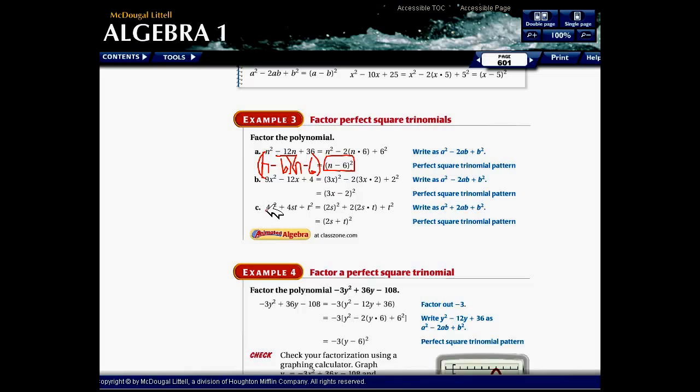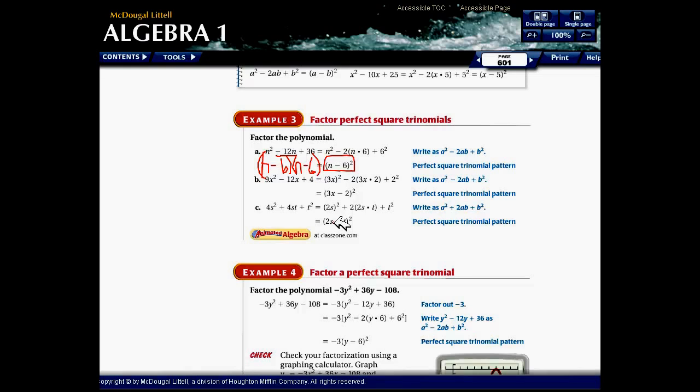Square root of 4s squared would be 2s, because 2s times 2s is 4s squared. Square root of t squared, t. And that's a positive, and I have to add together to get a positive, so I'm not dealing with any negatives this time. 2s plus t squared. Okay, let's try example 4.